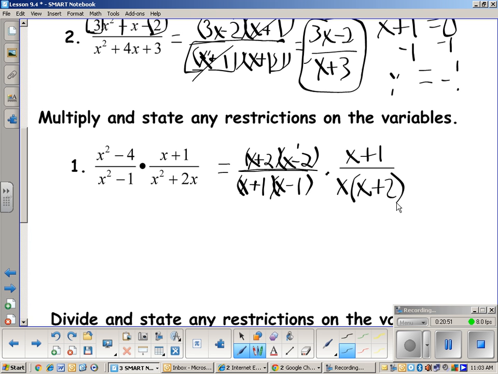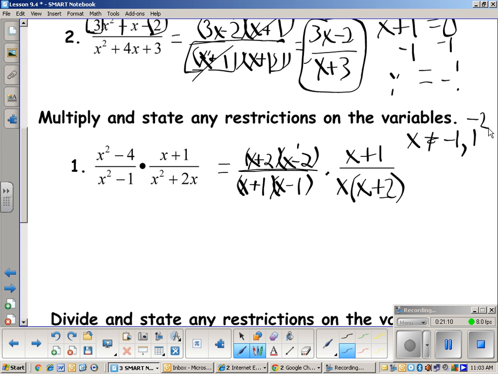What about this one? X cannot equal, yell it out. -1. Okay, so x cannot equal -1, 1, and -2.